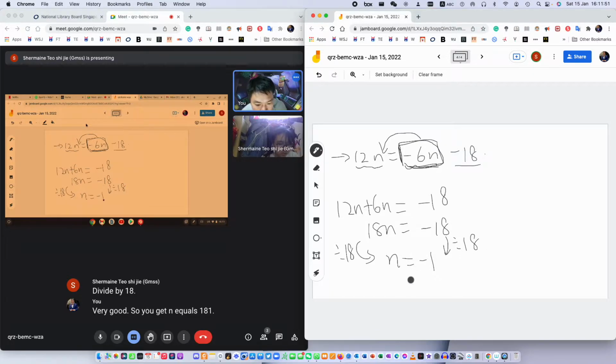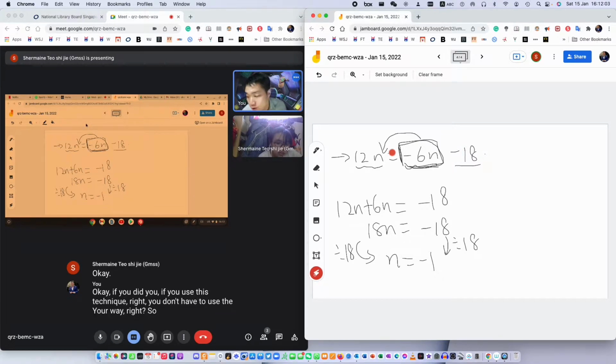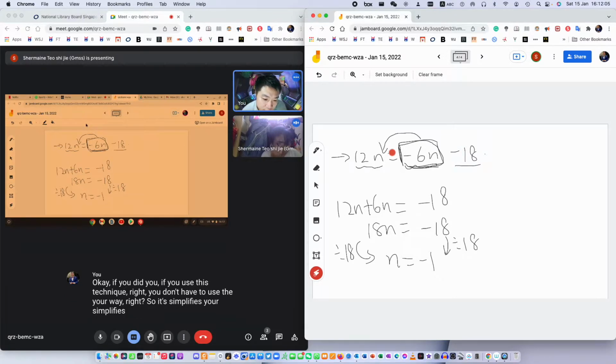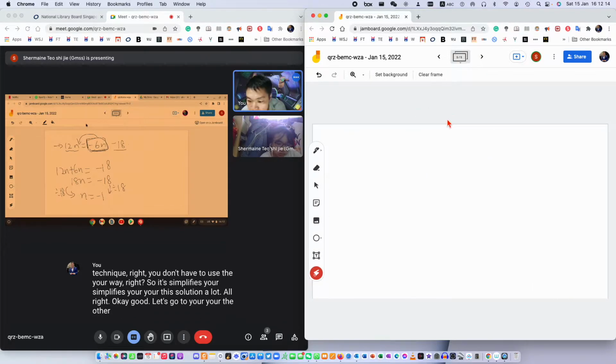So can you start to use this technique or not? If you use this technique, you don't have to use your way. So it simplifies this solution a lot. All right. Okay, good. Let's go to the other question.